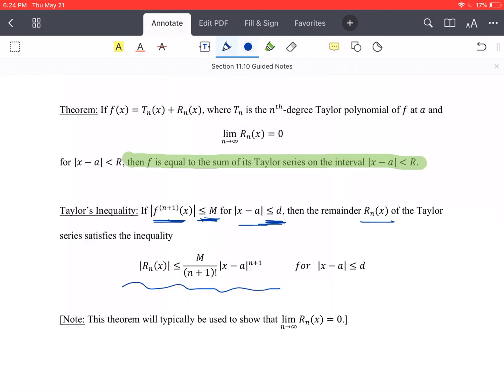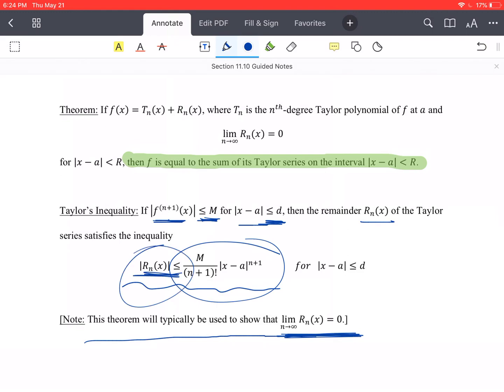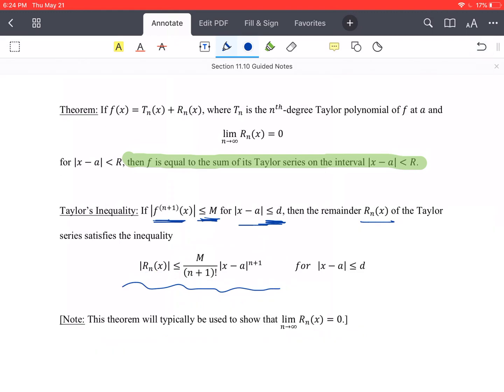So we have this property. This is going to be useful, and you'll see when we do one of the proofs why it's useful. We're not going to prove this, but this theorem will typically be used to show that the limit of the remainder is 0. Because basically if we can show that this goes to 0, and the remainder is less than or equal to that, then the remainder has to go to 0 as well, because it's an absolute value.